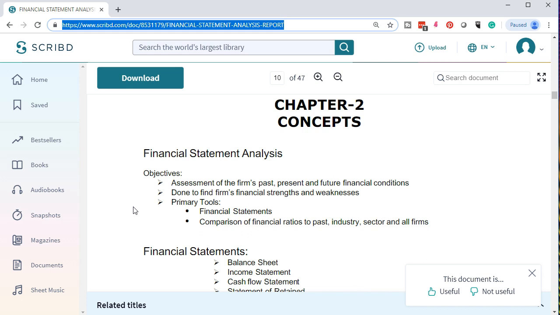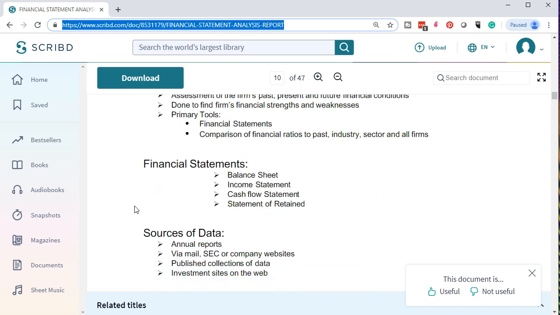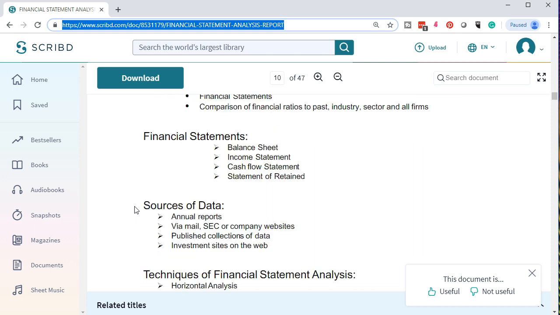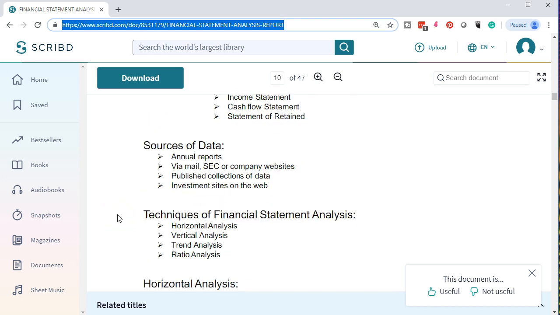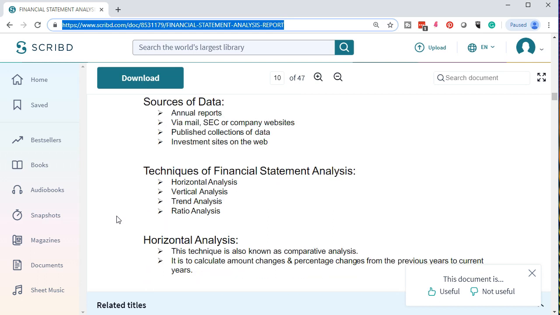So in essence, we're going to take a look at those ratios. We will be taking a look at the horizontal analysis and the vertical analysis. We've already taken a look at a horizontal analysis, and then we'll take a look at some of the ratios and see what that can tell us about the company's past and present, and hopefully future. We can get some insights into that. Financial statements: we've got the balance sheet, income statement, cash flow statement, statement of retained earnings. Sources of data: annual reports via mail, SEC, or company website, published collections of data, and investment sites on the web.